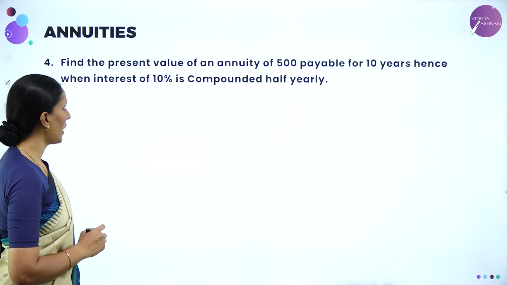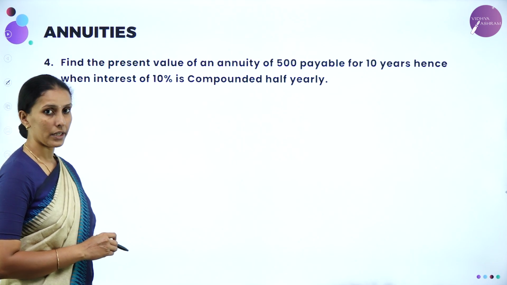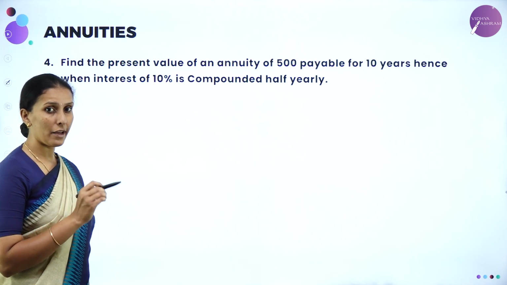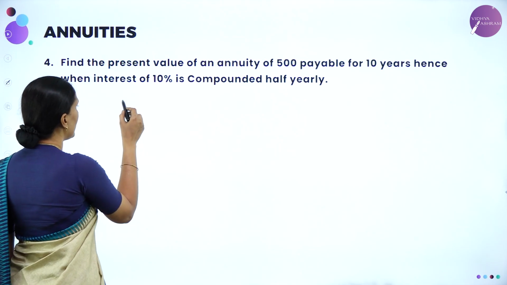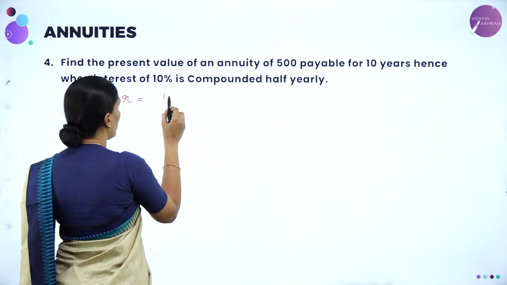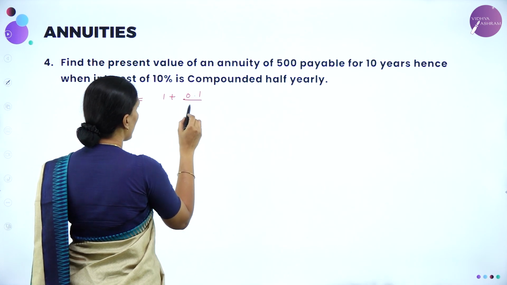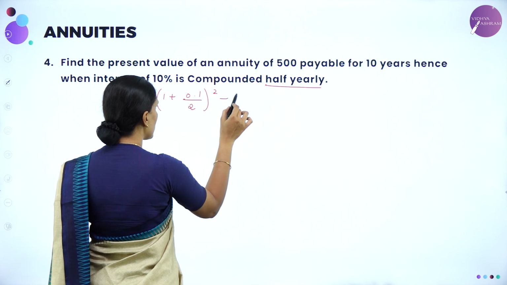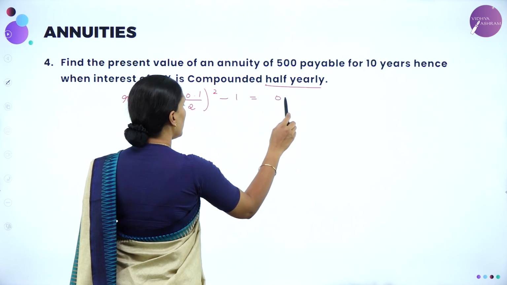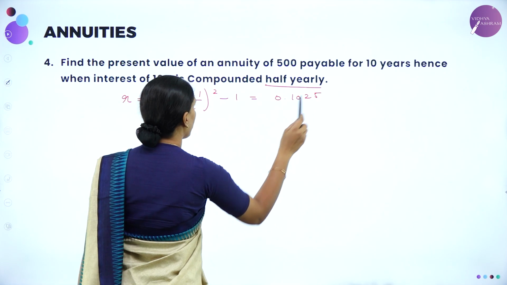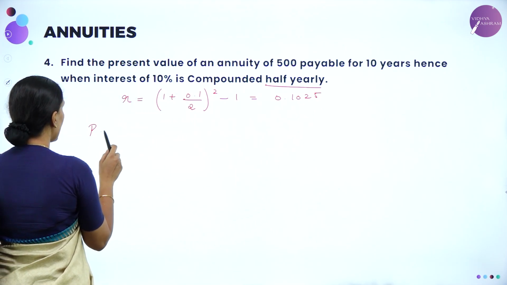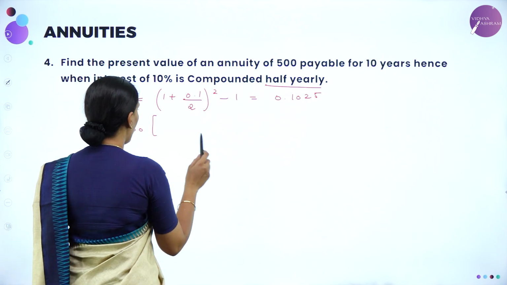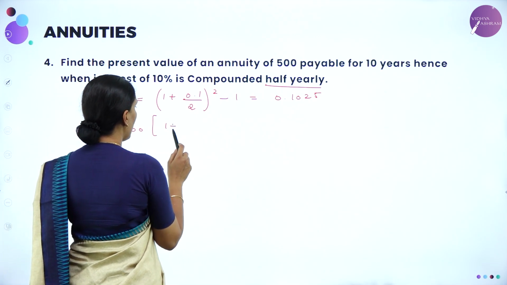Next question. Find the present value of an annuity of 500 payable for 10 years, when interest of 10% is compounded half yearly. So here the compound interest is calculated half yearly, so we need to calculate the effective rate of interest. So first let us calculate R. R is equal to 1 plus 0.1 divided by 2, because it is half yearly, minus 1. So this is equal to 0.1025.